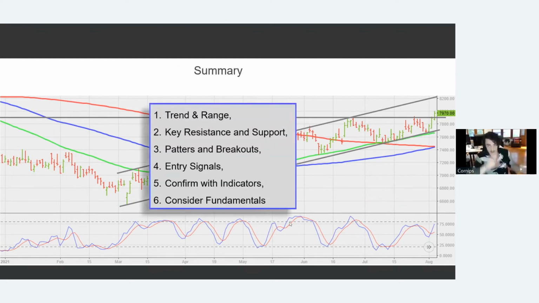So let's summarize what we've run through. The first thing that we did was we ran through the trend. We ran through the trading range, right? The second thing that we did was we applied any key levels of resistance and support. And I do want to reiterate that you're looking for key levels, right? You're looking for levels that are prominent. So things that have acted with consistency in the past.